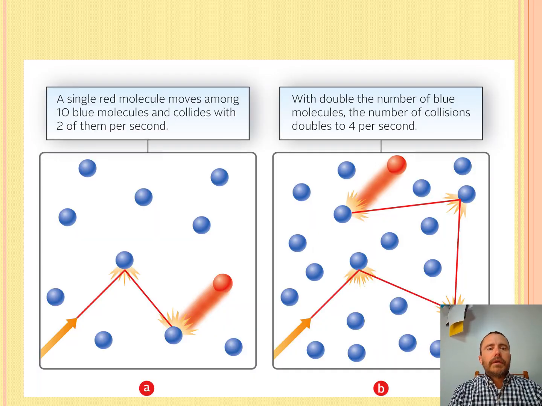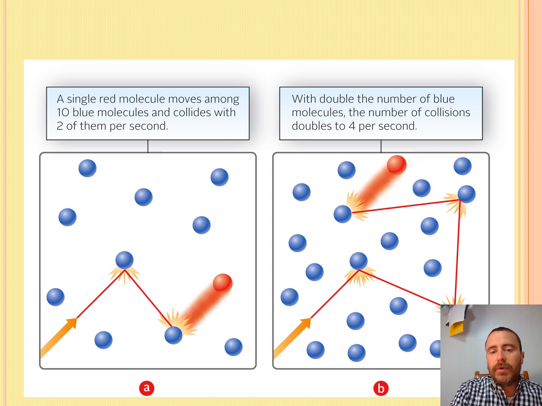So a way that we can look at an increase in the concentration is in this figure here. All right, so I used to say, okay, here we've got some red balls and some blue balls, but that didn't go over so well in class. So we're going to call these red spheres and blue spheres. So notice on my left panel, I have 10 blue spheres and 1 red sphere. And notice that if I shoot that red sphere in there, it's going to collide with 2 of the blue spheres every second.